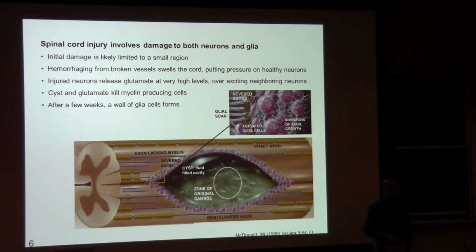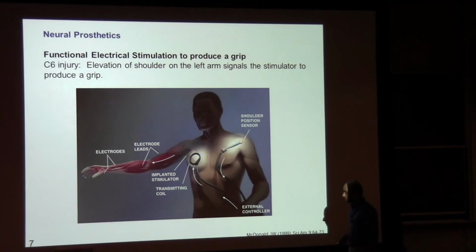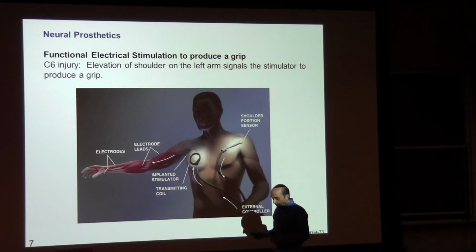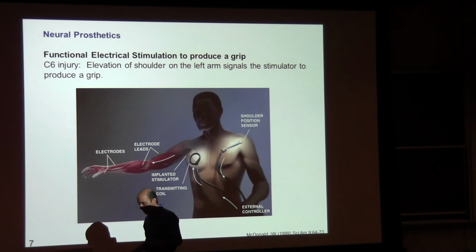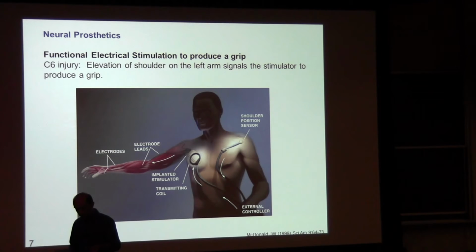Okay, so the rest of the cells are fine. The neurons that are below are fine. It's just that the brain can't reach them because the highway has been severely restricted now, right? So there are only a few axons that can travel and send action potentials down below. What's done to overcome this from an engineering perspective is to use functional electrical stimulation.